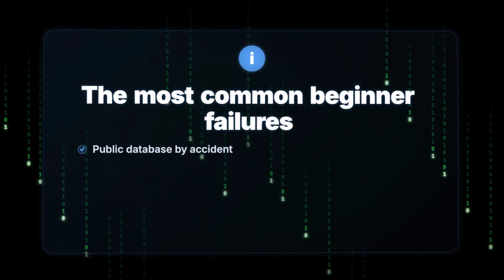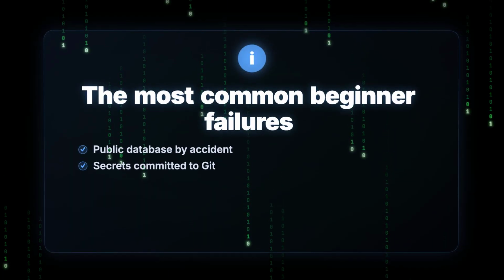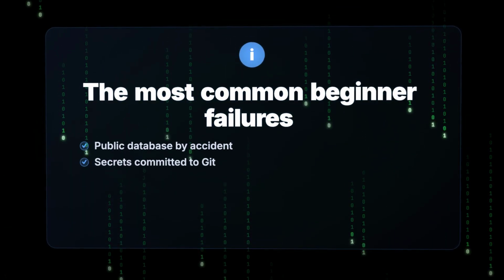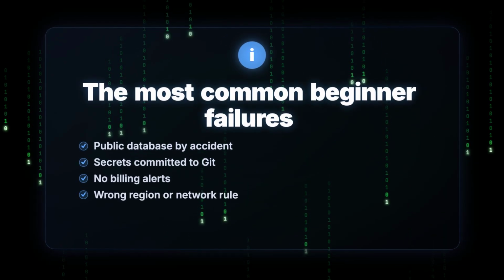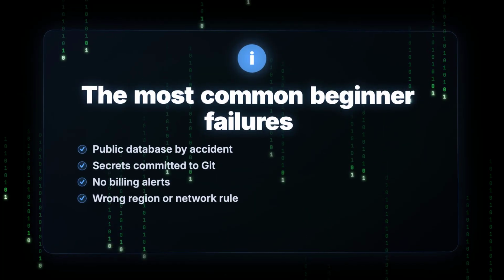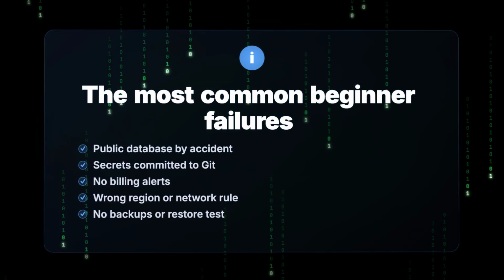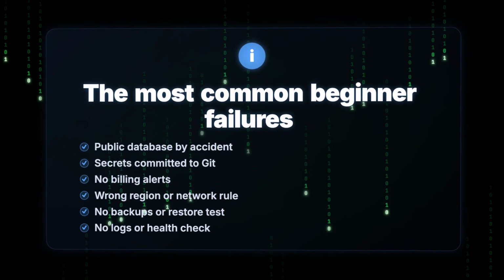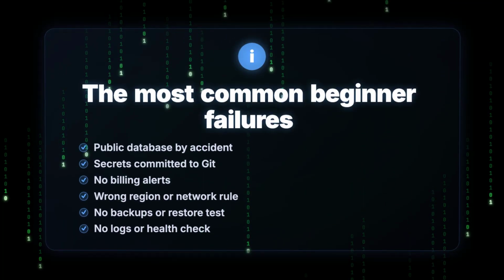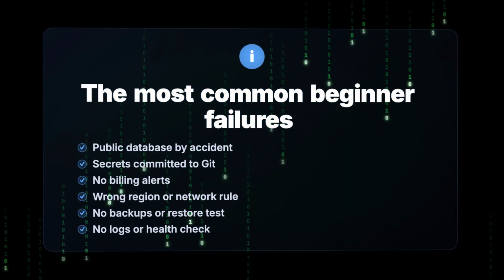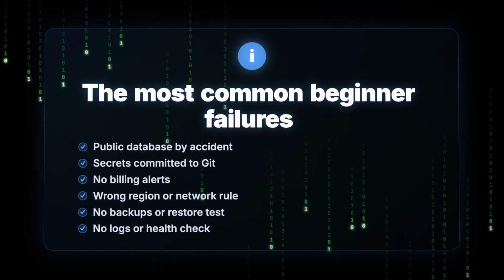Most early cloud failures are predictable. A database is made public by accident. A secret is committed to Git. A test resource runs for months. A service is deployed in the wrong region or blocked by a network rule. Backups exist, but nobody has tested a restore, or the app fails with no useful logs. Avoiding these mistakes is not advanced architecture. It is basic operational discipline, and it matters more than memorizing product names.